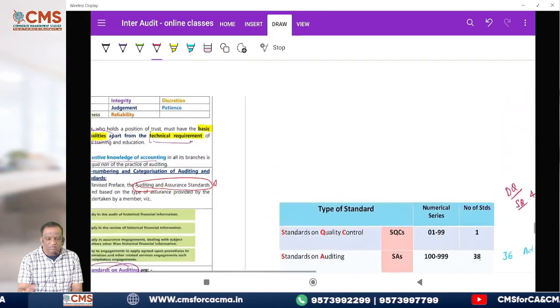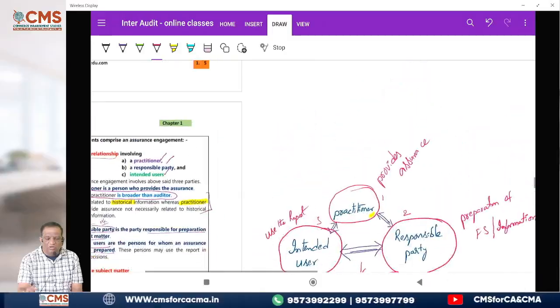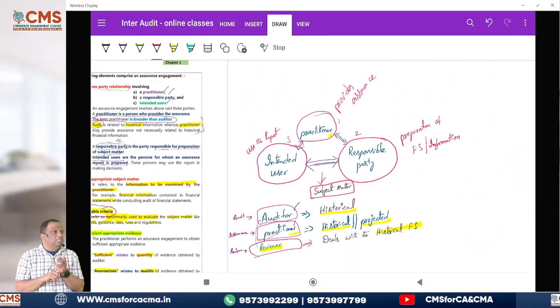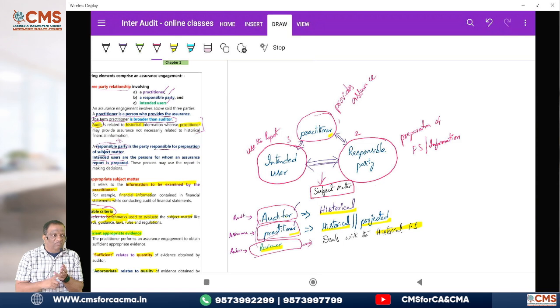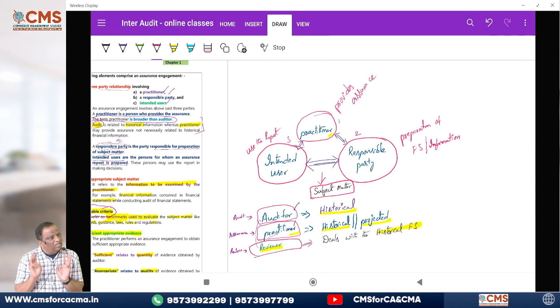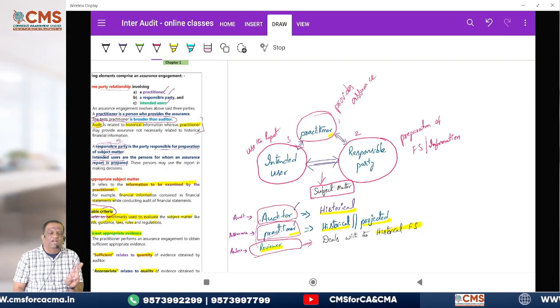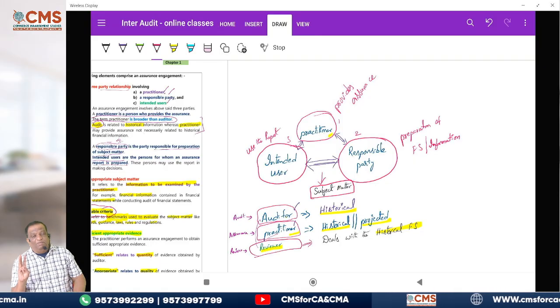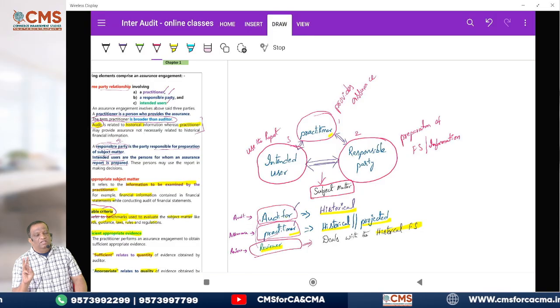But maybe helping you with a little more revision on this tough concept. Now, assurance engagement and engagement. When I say engagement, there are two parties. When I say assurance engagement, there are three parties. Now, what are the two parties in engagement? Auditor and the client. And three parties in assurance engagement?